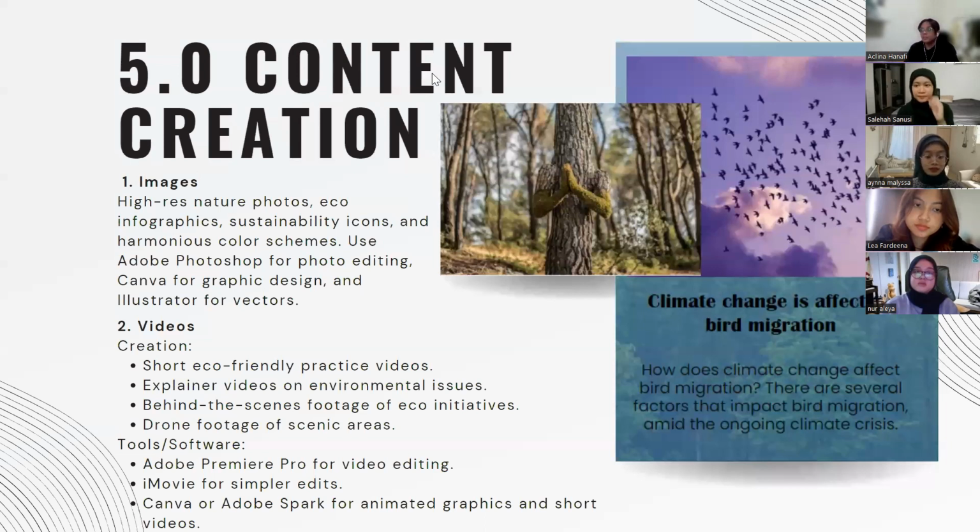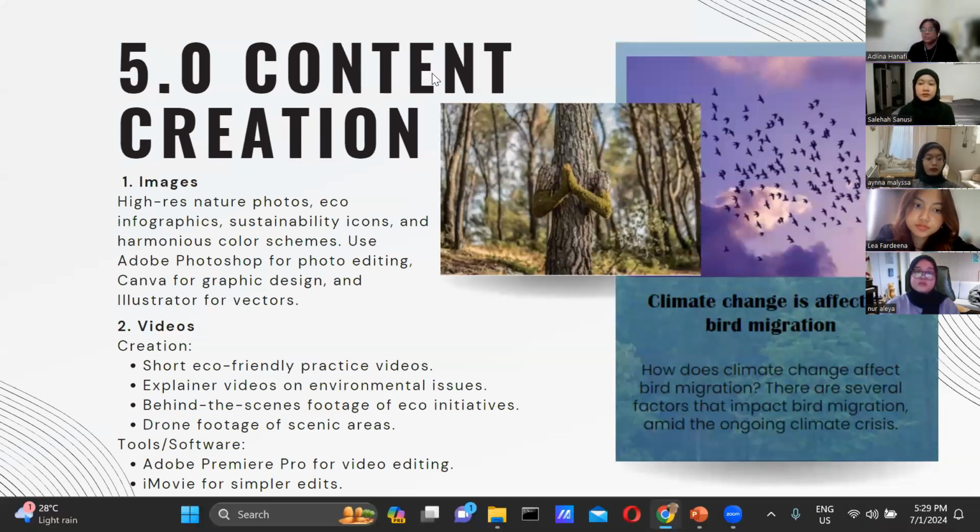I will continue the presentation with 5.0 content creation. So here we use 5 elements. Firstly is images. We use high-res nature photos, eco infographics, sustainability icons, and harmonious color schemes. And to achieve all that, we edited with Adobe Photoshop, graphic designing with Canva, and vectors on Illustrator.